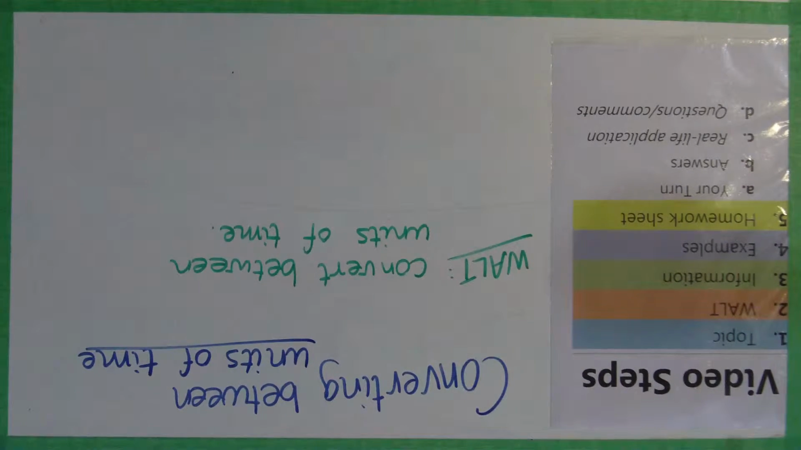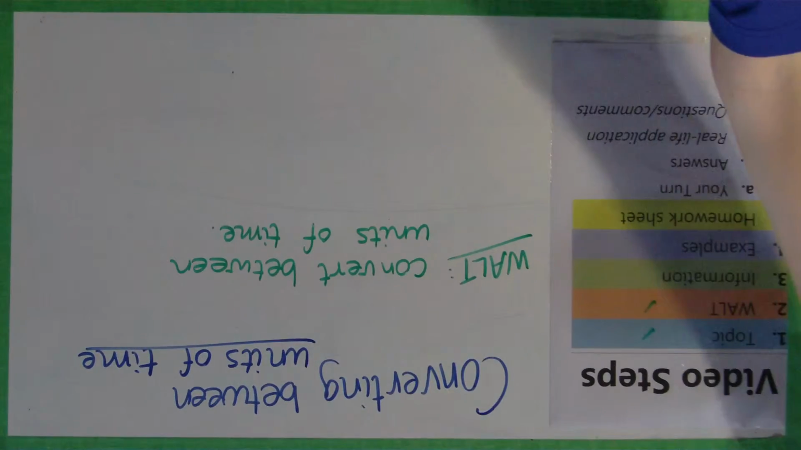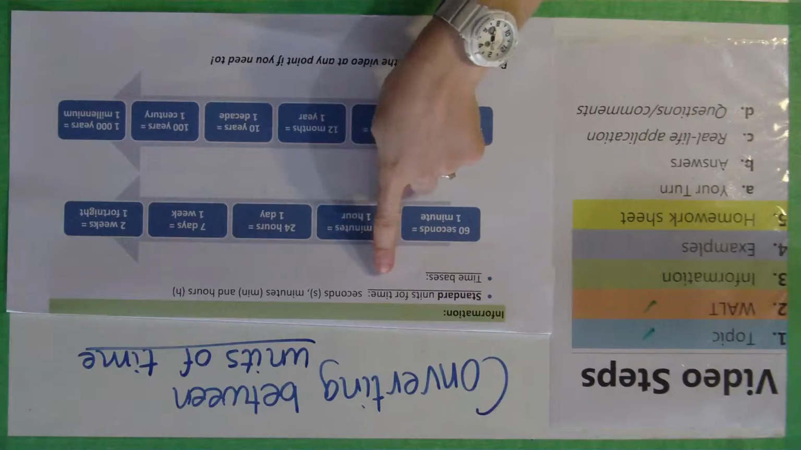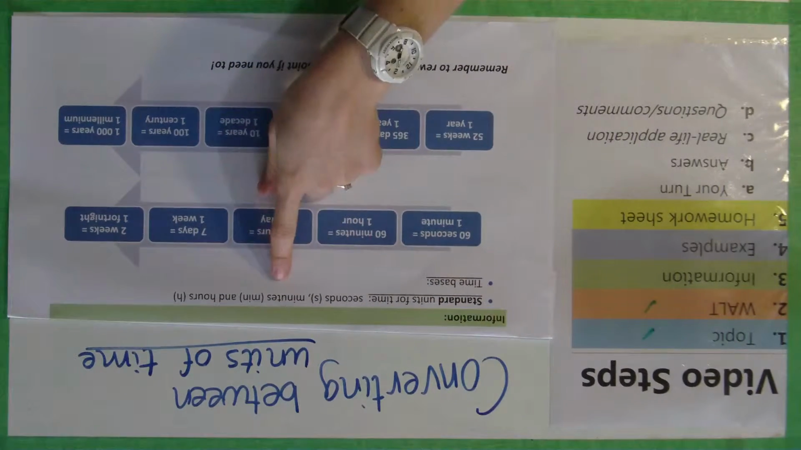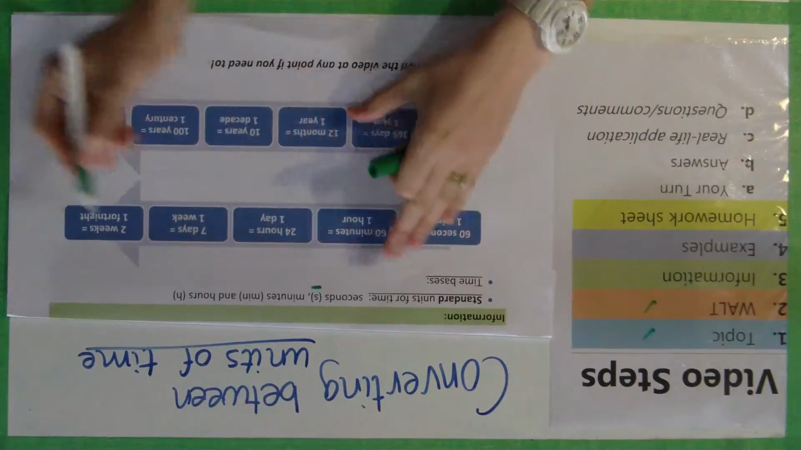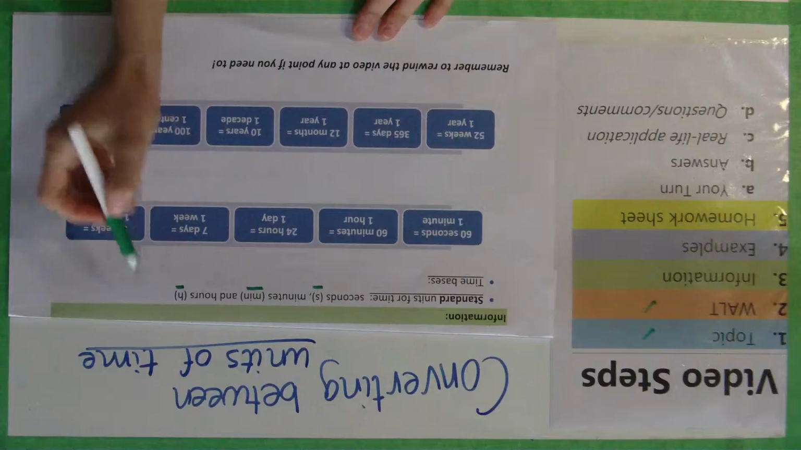Today our topic is converting between units of time, and we're learning to convert between units of time. Let's start off with some information. The standard units for time are seconds, minutes and hours, and these can be written. For seconds it's just the S, for minutes MIN, and for hours the H.